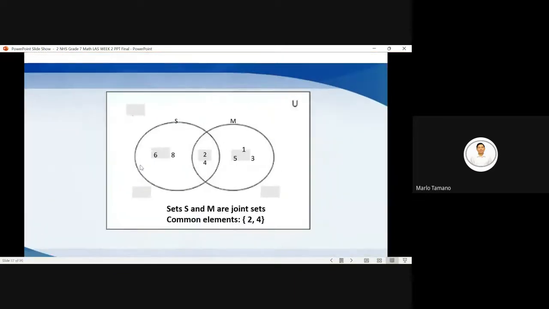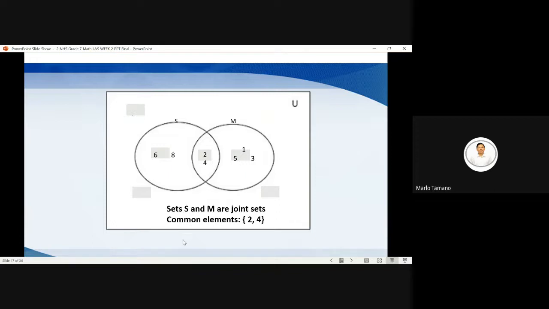Next, let's see now. We have set S contains 6, 8, 2, and 4. So 2, 4, 6, 8. Those are elements of set S. How about this one, set M? What are the elements of this set M? 1, 2, 3, 4, and 5. So those are the elements of set M.